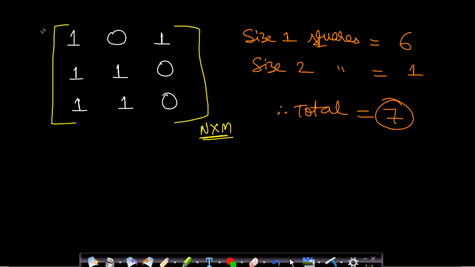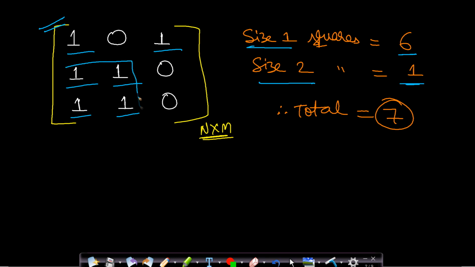Let us assume that we are given an n by m matrix and we want to count the number of square submatrices with all ones. So in this case you can see that the number of square submatrices of size 1 is equal to 6, which are these ones. Now the number of square submatrices of size 2 is equal to 1. So this is the only square submatrix having all ones. Therefore the total number of square submatrices containing all ones is 7.